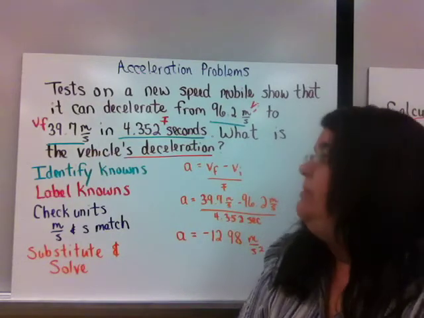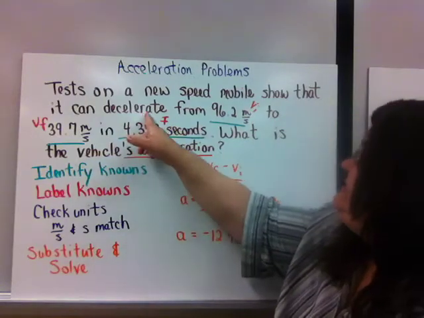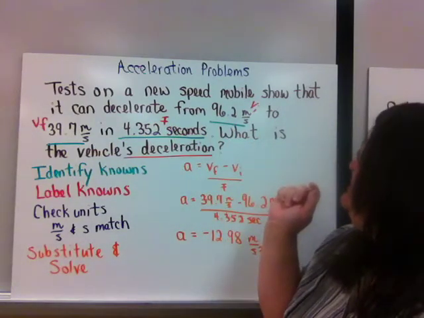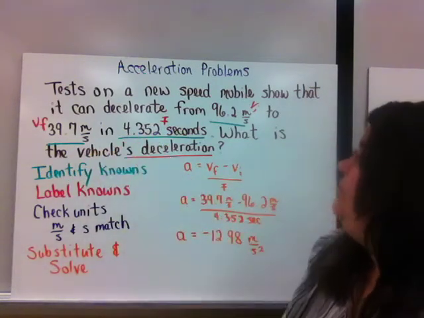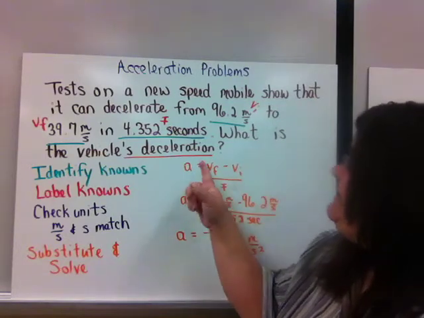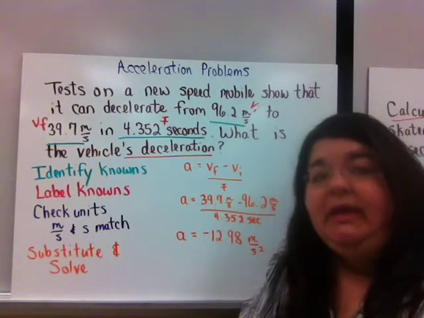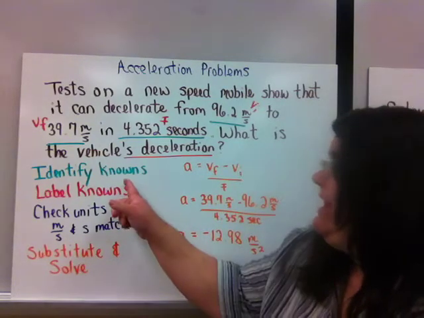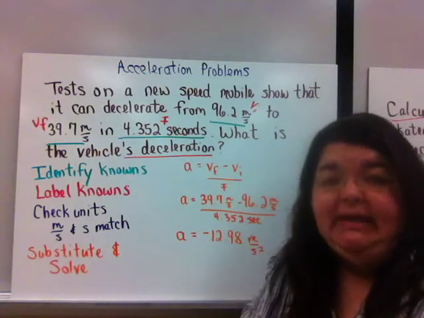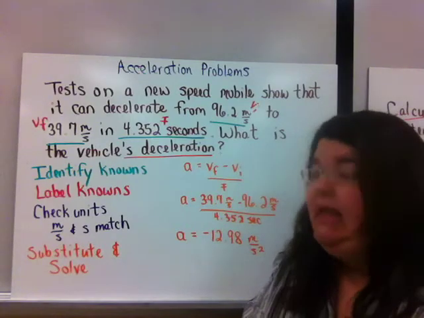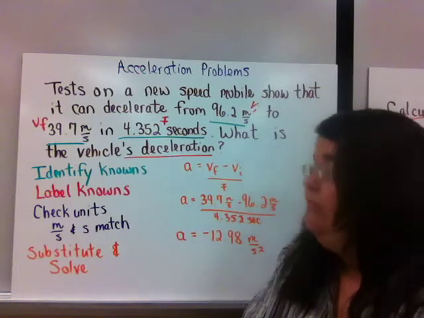Okay, acceleration problems. We have tests on a new Speedmobile that show that it can decelerate from 96.2 meters per second to 39.7 meters per second in 4.352 seconds. What is the vehicle's deceleration? Now I know that this is an acceleration problem because, when I identify my knowns, I see two different values for meters per second. Those are two different velocities. So I know I'm going to be needing to use a different equation than the one that we had before.